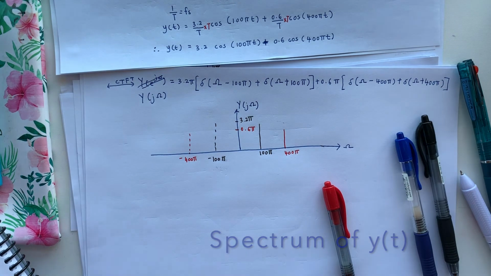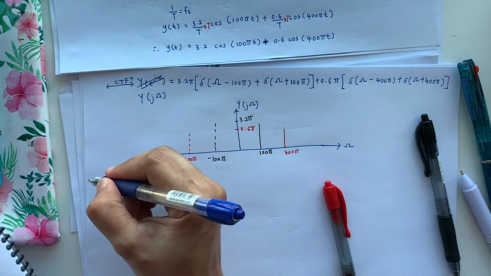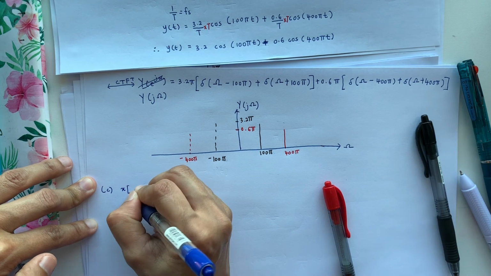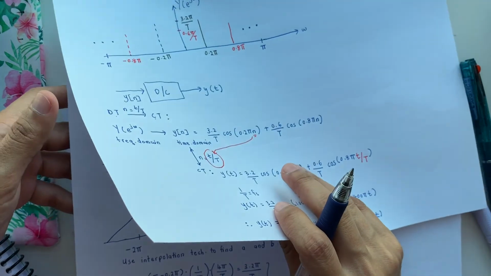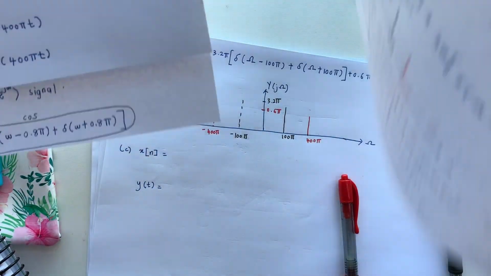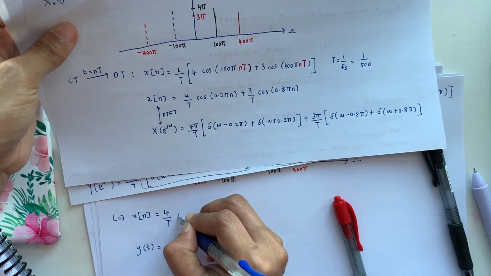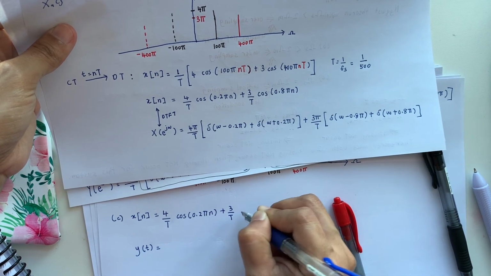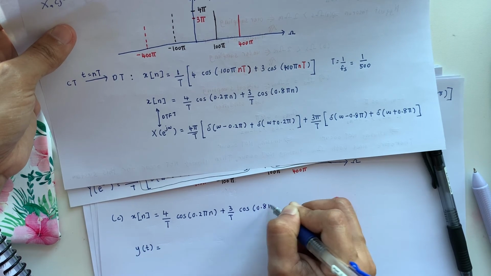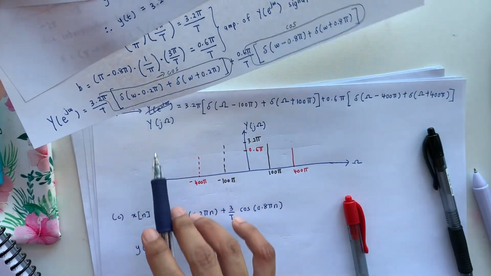So the last question is to write the expression for s[n] and y(t). This one is easy. s[n] is 4 over T cos 0.2 pi n plus 3 over T cos 0.8 pi n. Your y(t) comes from your Y(jΩ).